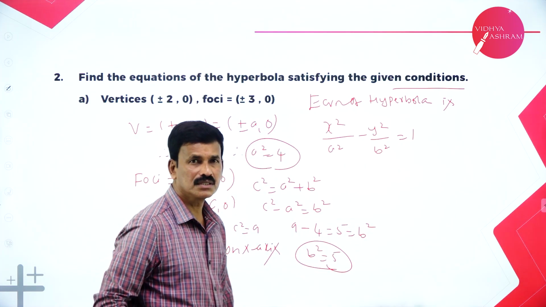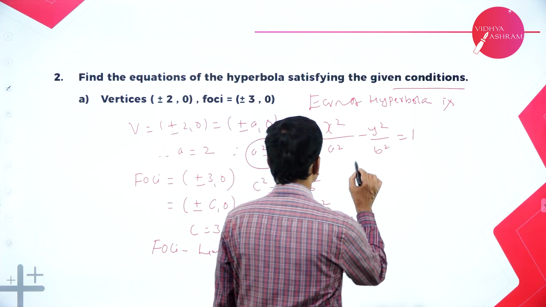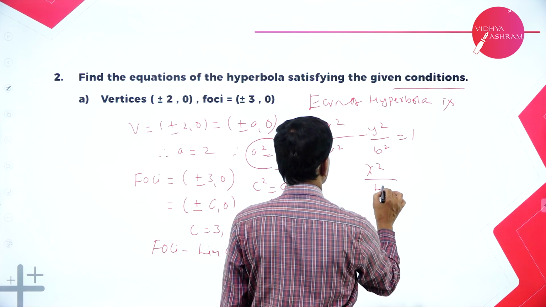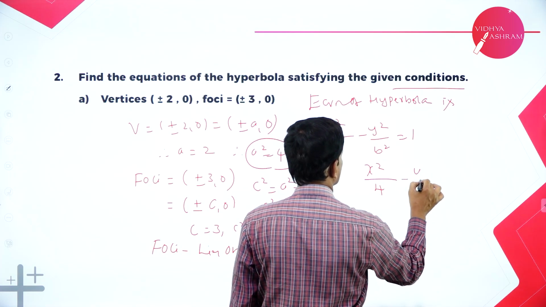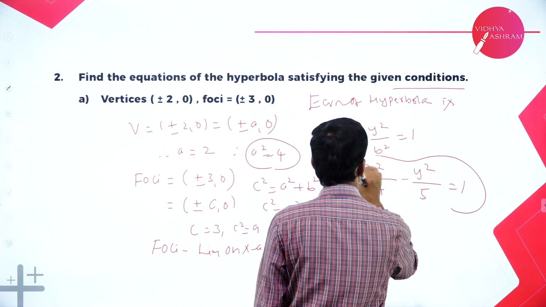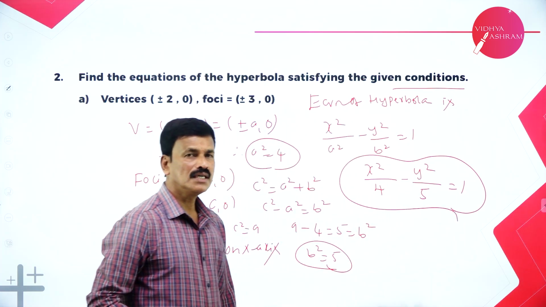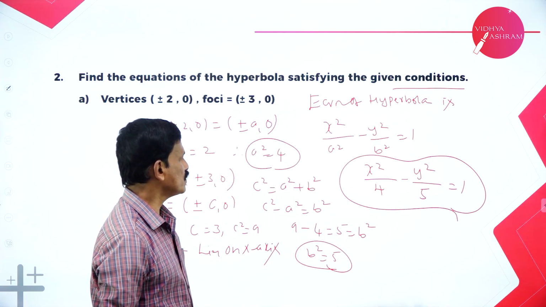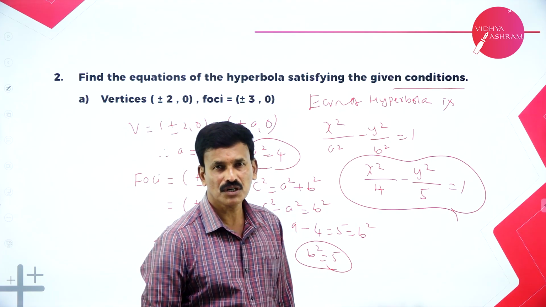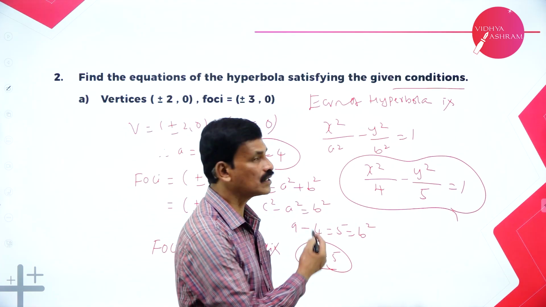Substitute here, that's it. So therefore the required equation of the hyperbola is x square by a square, a square is 4, minus y square divided by b square, b square is 5, is equal to 1. The equation of the hyperbola is x square by 4 minus y square by 5 is equal to 1. That's it. This is the required equation of a hyperbola for this given condition.